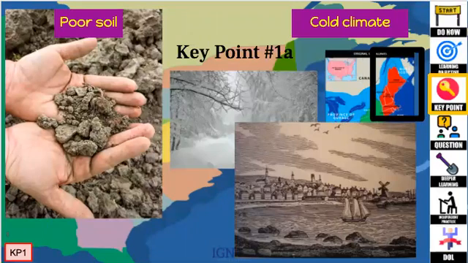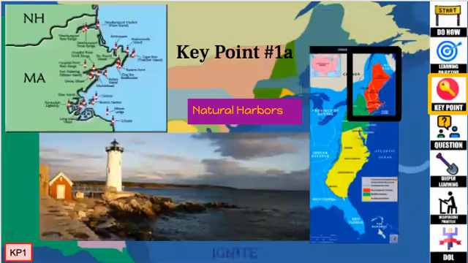We also know that there is very poor soil in New England. It's rocky, it's very hard to grow things in, as demonstrated by this photo. We know that there is cold climate, that is snowy, and it has long, harsh winters. One of the most important features are those natural harbors. If we look at this image, in the top left we're seeing different locations for natural harbors across New England. This is a very important geographic feature for the region.